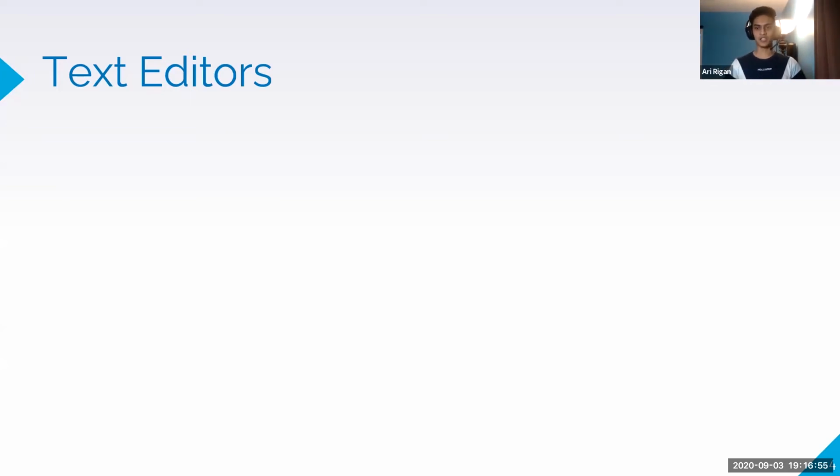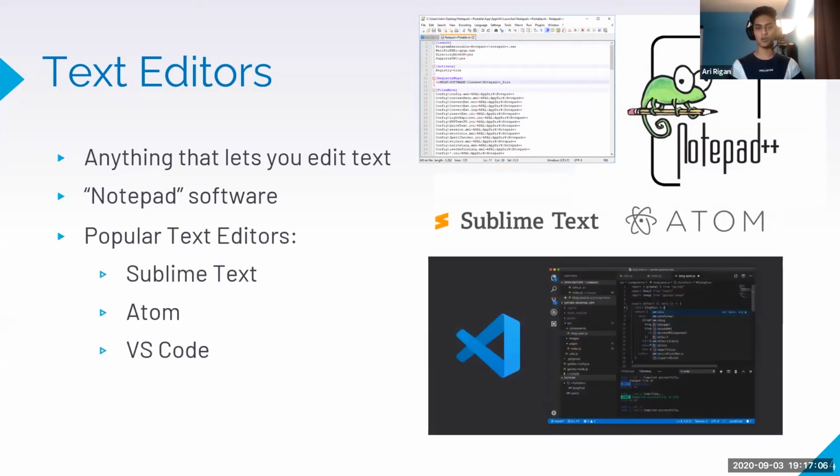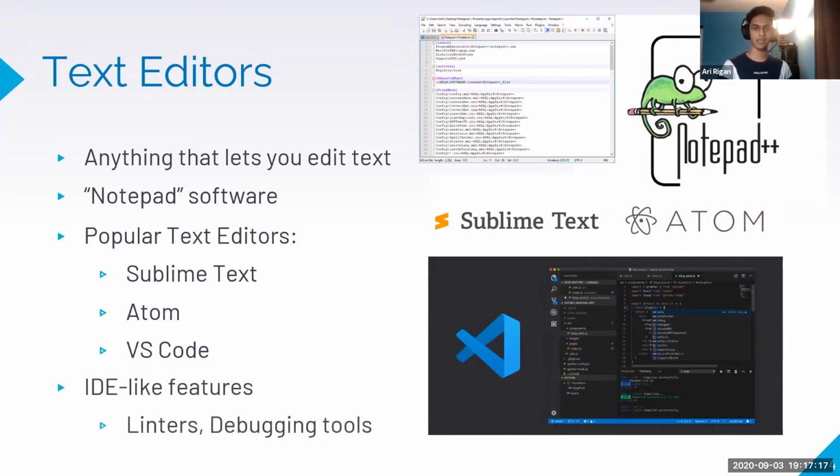Text editors. Okay, so text editors are literally anything that let you edit text. This means that anything from Notepad++ to VS Code to Sublime Text to Atom, those are text editors, not IDEs. These are Notepad software where you're literally opening a file and that's all you really do. They do have some IDE-like features. Some of these, like Sublime Text, VS Code, and I believe Atom as well, allow you to install plugins that make it behave like an IDE, that lets you use linters, which tell you about syntax errors, or add debugging tools so that you can have a fully functional debugger. So it's really important to differentiate these things.